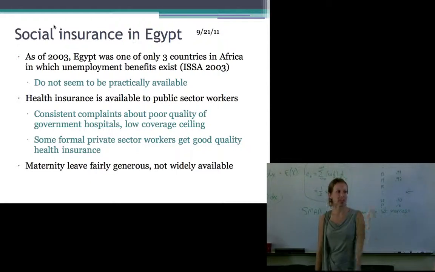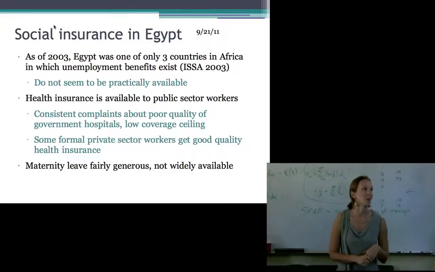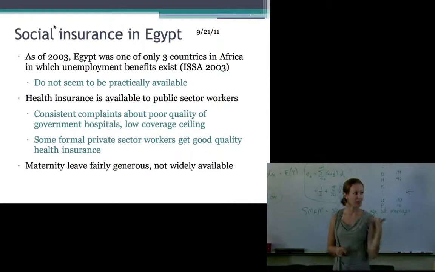Some formal private sector workers, people who have the good jobs in big companies that actually follow labor regulations, did actually get decent health insurance and were very happy with it. Maternity leave kind of works the same way. I really had my heart set on doing another paper about maternity leave, but not enough people have it.